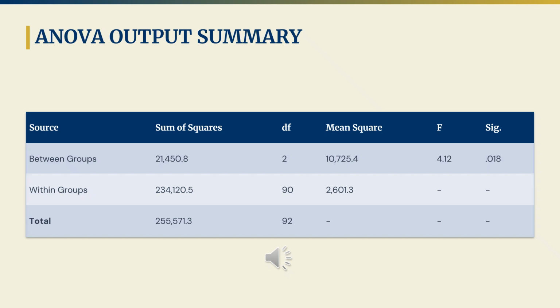In slide 8, we will be explaining the ANOVA results. The ANOVA output shows the comparison of mean district enrollment across Region 1, Region 2, and Region 5. The F statistic for this analysis is 4.12, with 2 degrees of freedom between groups and 90 degrees of freedom within groups. The associated p-value is 0.018.